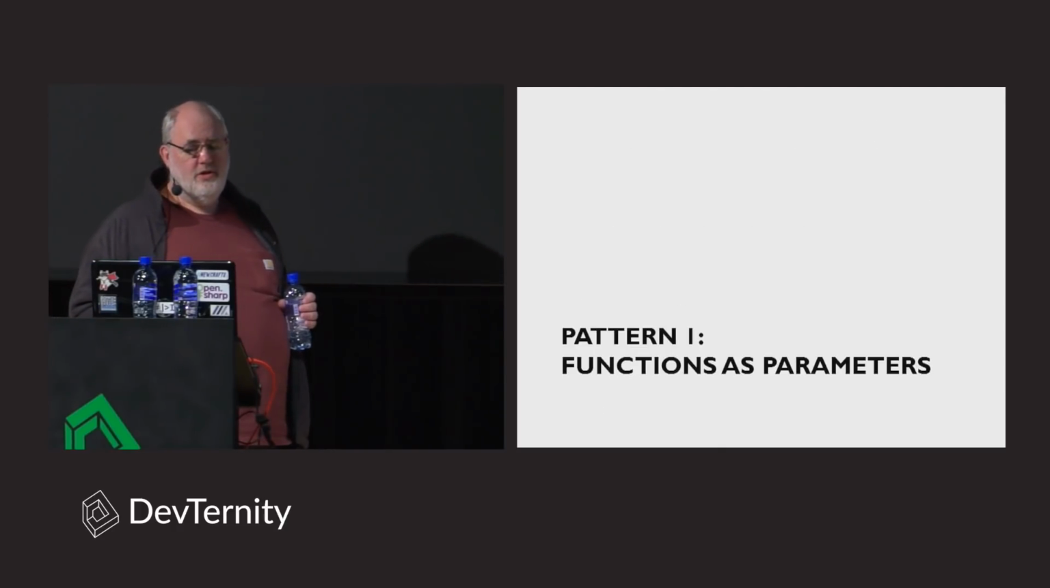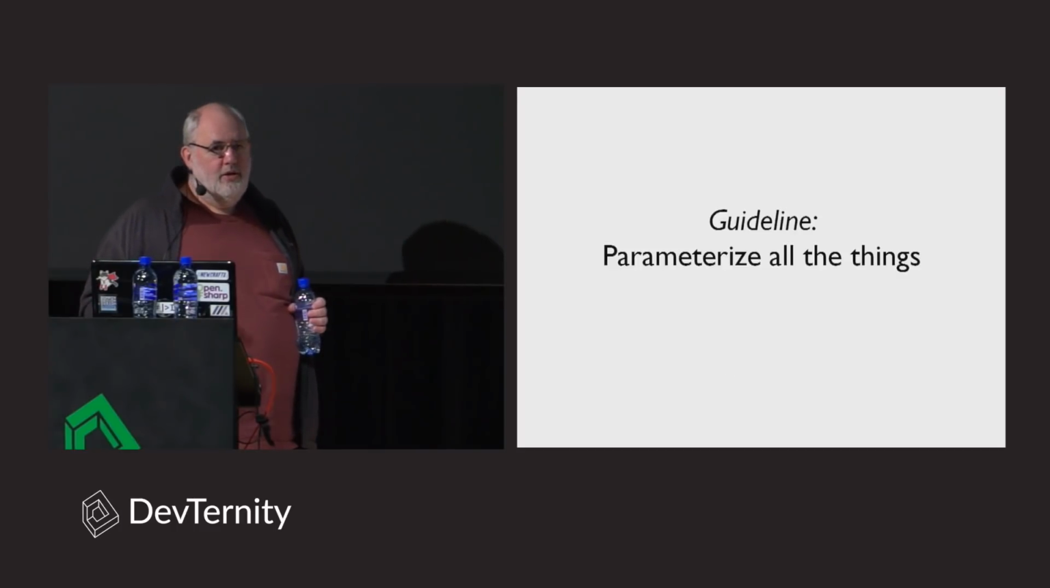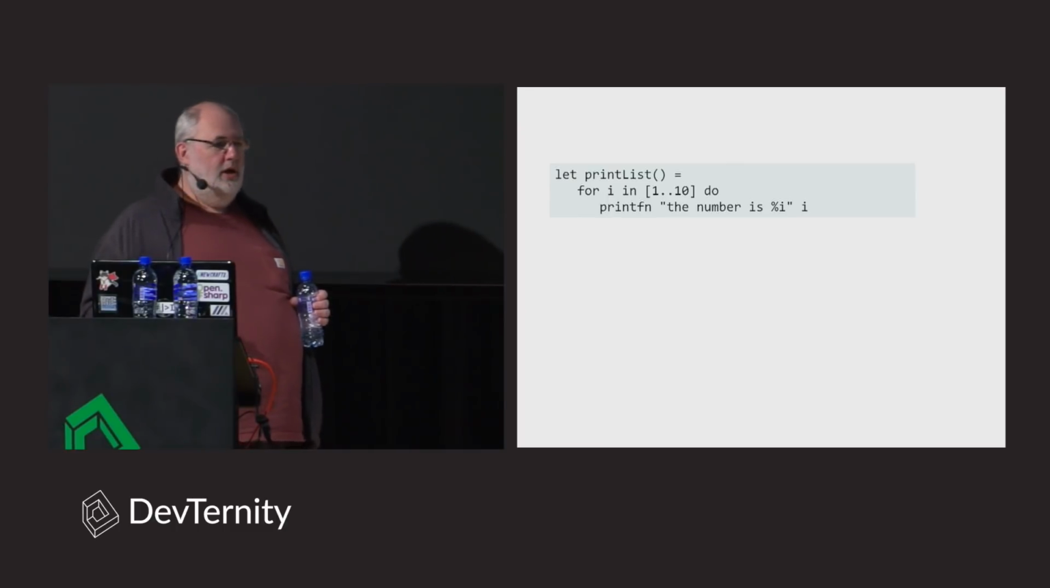So the first pattern is functions as parameters. And the guideline here is really: parameterize all the things. Every time you see something, try and parameterize it. What do I mean by that?